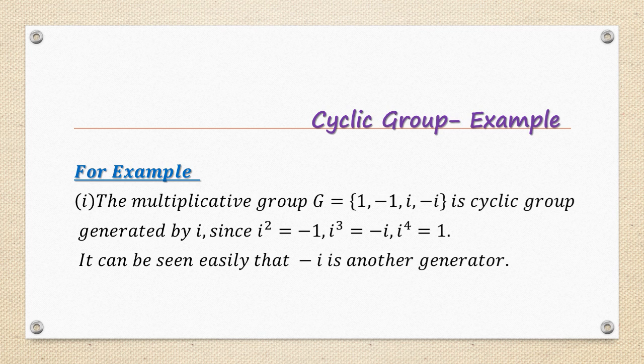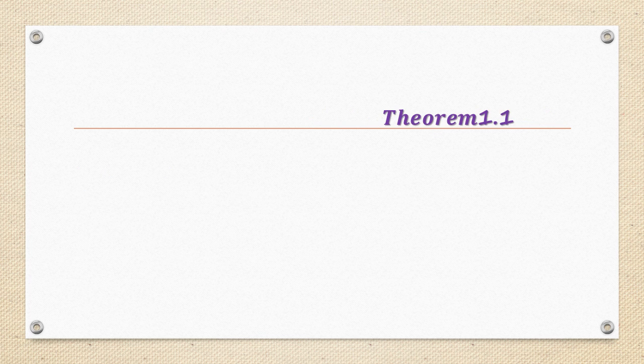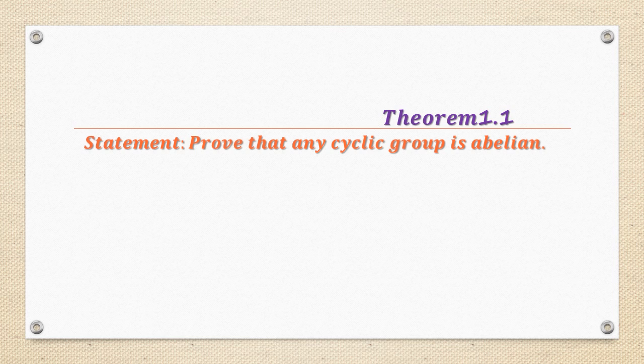So we pick one element in a particular group G, and by repeating the process on that element, we get the other elements in the same group; that is what we call a generator. Let us move on to the theorems under cyclic groups. The first theorem: any cyclic group is abelian.